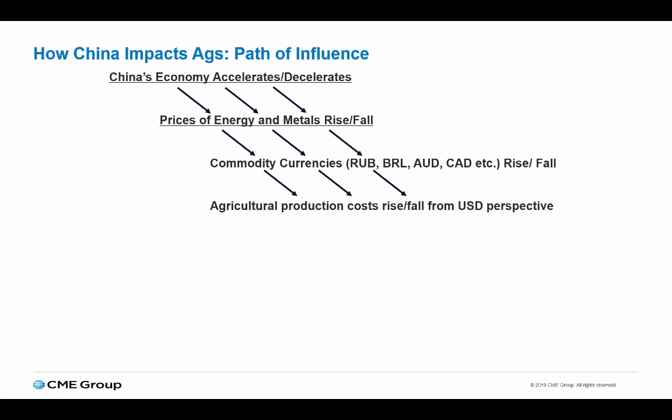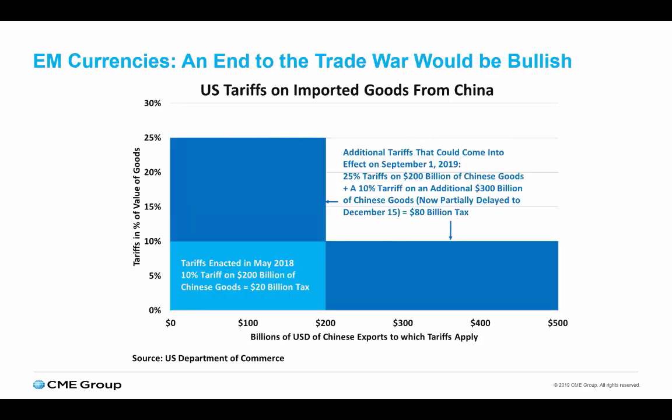Now, by contrast, in the last few years, the opposite has been happening. China's economy has been slowing down. That's putting downward pressure on the price of energy and industrial metals. That's weakening the Russian ruble, the Brazilian real, the Canadian and Australian dollars, and many, many other currencies. That in turn is lowering the cost of production for many agricultural goods, which is why we've seen such weak prices in corn, wheat, soy, and other agricultural commodities.